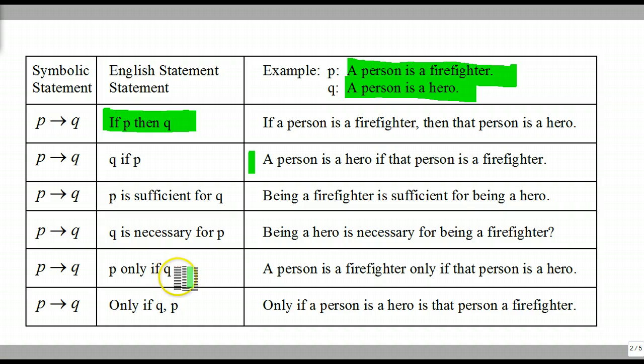P only if Q. A person is a firefighter only if that person is a hero. Don't get this confused with if and only if. This is just an only if. Okay? And then the last one is only if Q, P. Only if a person is a hero is that person a firefighter. So be careful about these. This is not the other one where it's if and only if. This is just an only if.